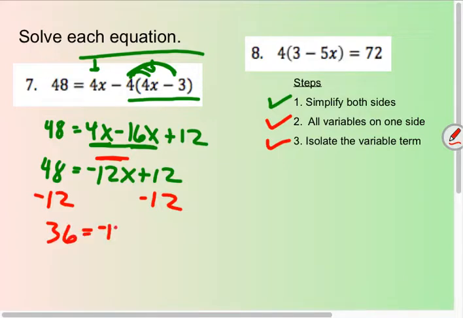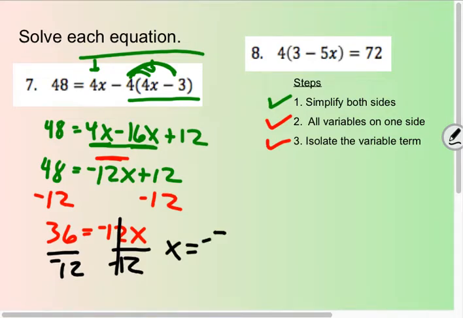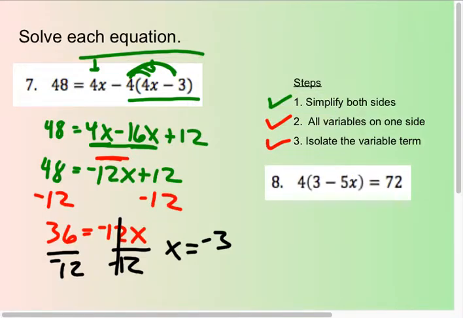36 equals negative 12x. And then finally divide both sides by negative 12. And I get x equals negative 3. Good. Okay. This bad boy.